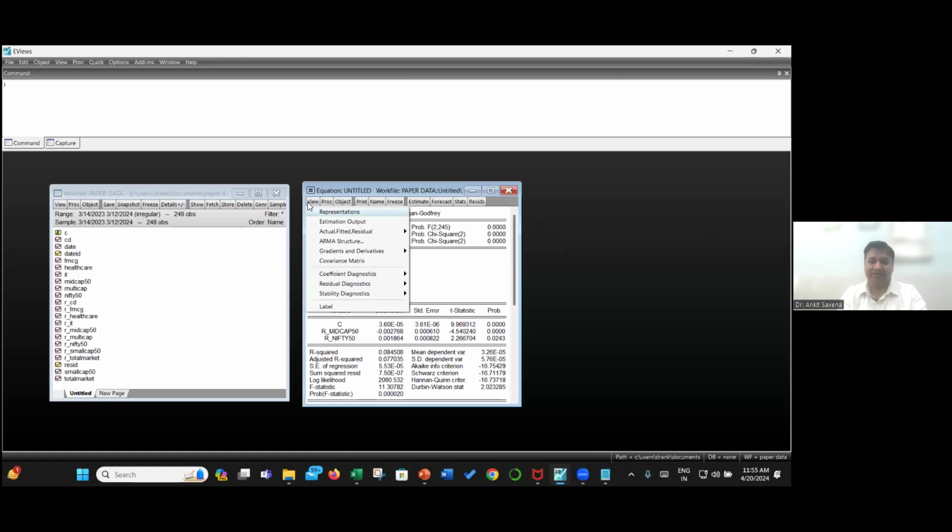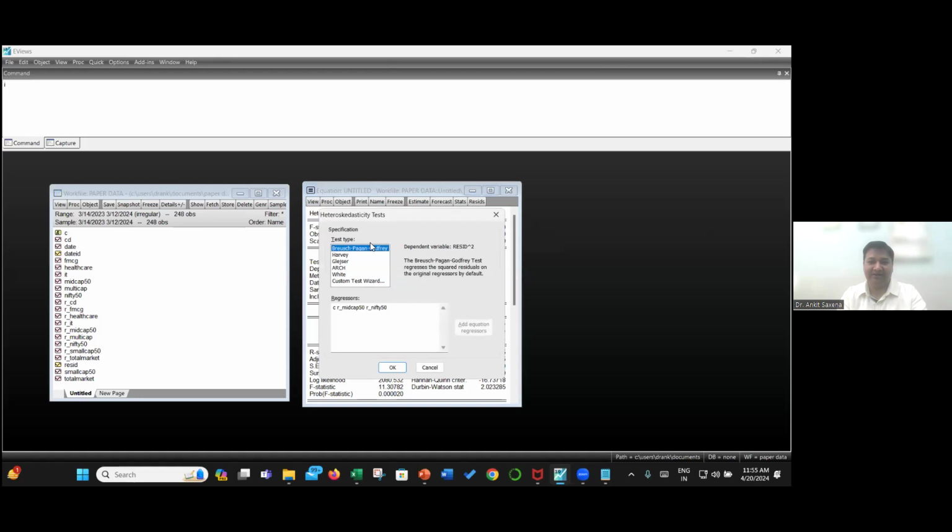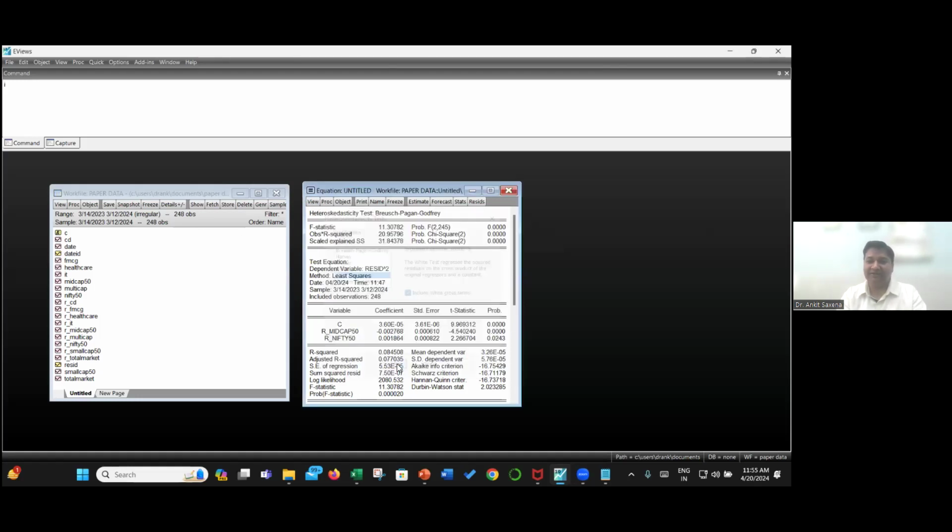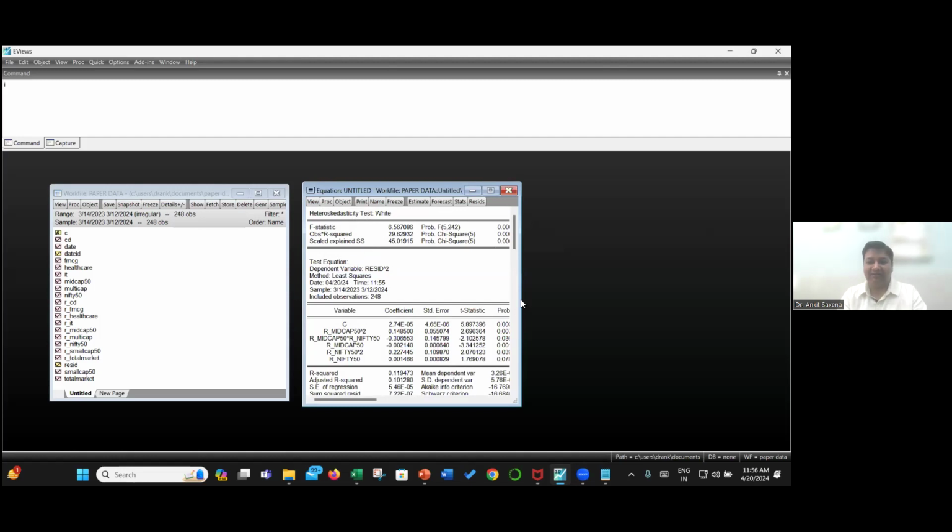So if you go to the residual diagnostic, and you go to the heteroscedasticity test, here you have the option of the White test. You can just click here and check that number. Again, this will be very similar to what we got in the previous test, and these values are also significant, less than 0.05. That means the data is suffering from the issue of heteroscedasticity.